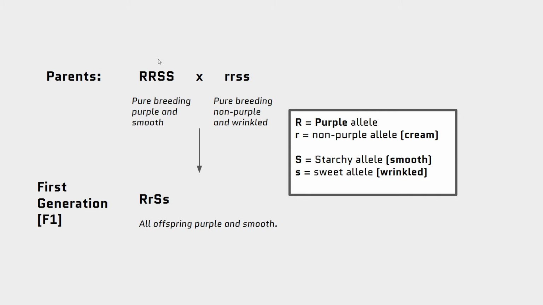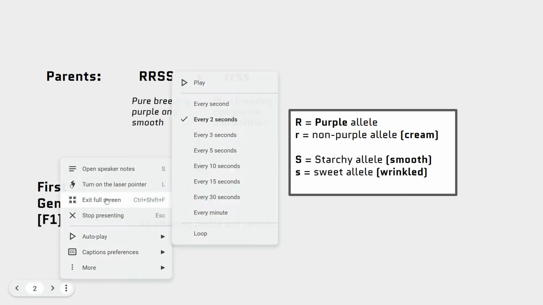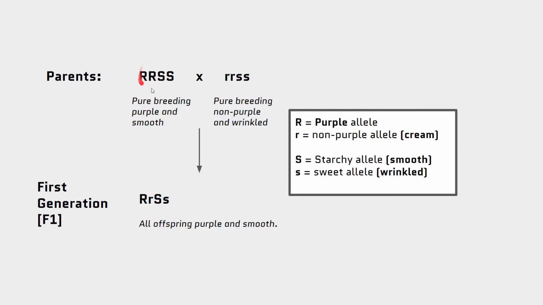First, we're going to look at the parents of the original corn that we looked at. So we've got a pure breeding purple and smooth parent, and that is going to be this RR SS, big R, big R, big S, big S, crossed with little r, little r, little s, little s, which is a pure breeding non-purple and wrinkled plant. Looking at our alleles, capital R is purple, that's going to be dominant.